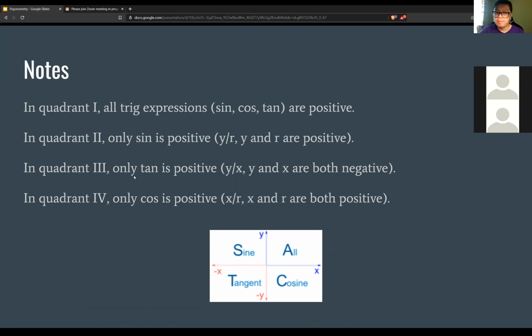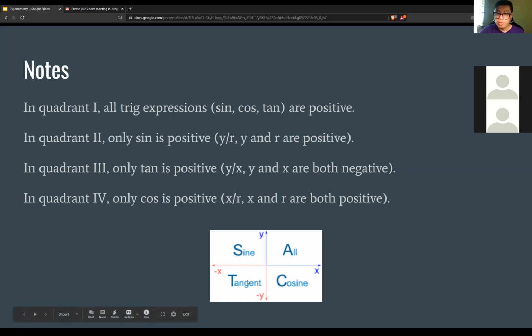In quadrant 3, only tangent is positive. Now this is a special case because y and x are both negative. So this is where quadrant 3 is, the negative x and negative y-axis. Since they're both negative, you divide negative by negative, and you get a positive ratio. And if you have anything with r, that means you're dividing a negative by a positive side. So you'll always get a negative value for sine and cosine in quadrant 3.